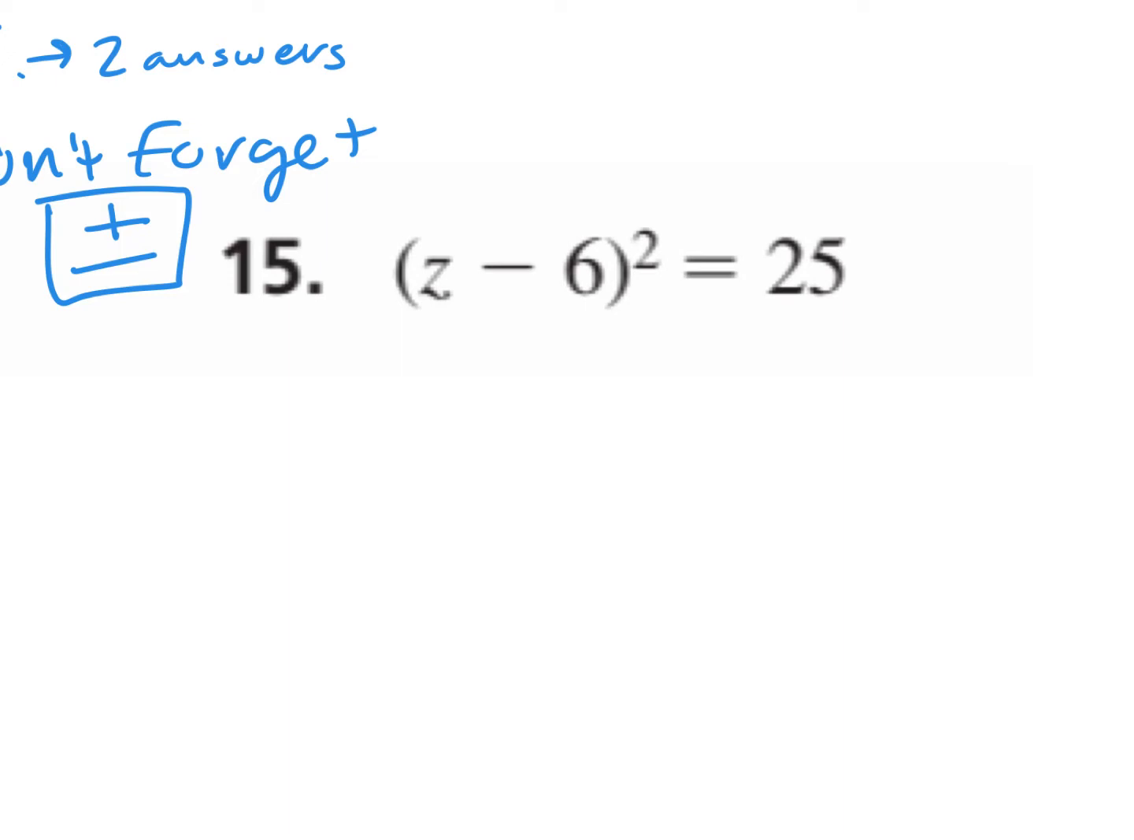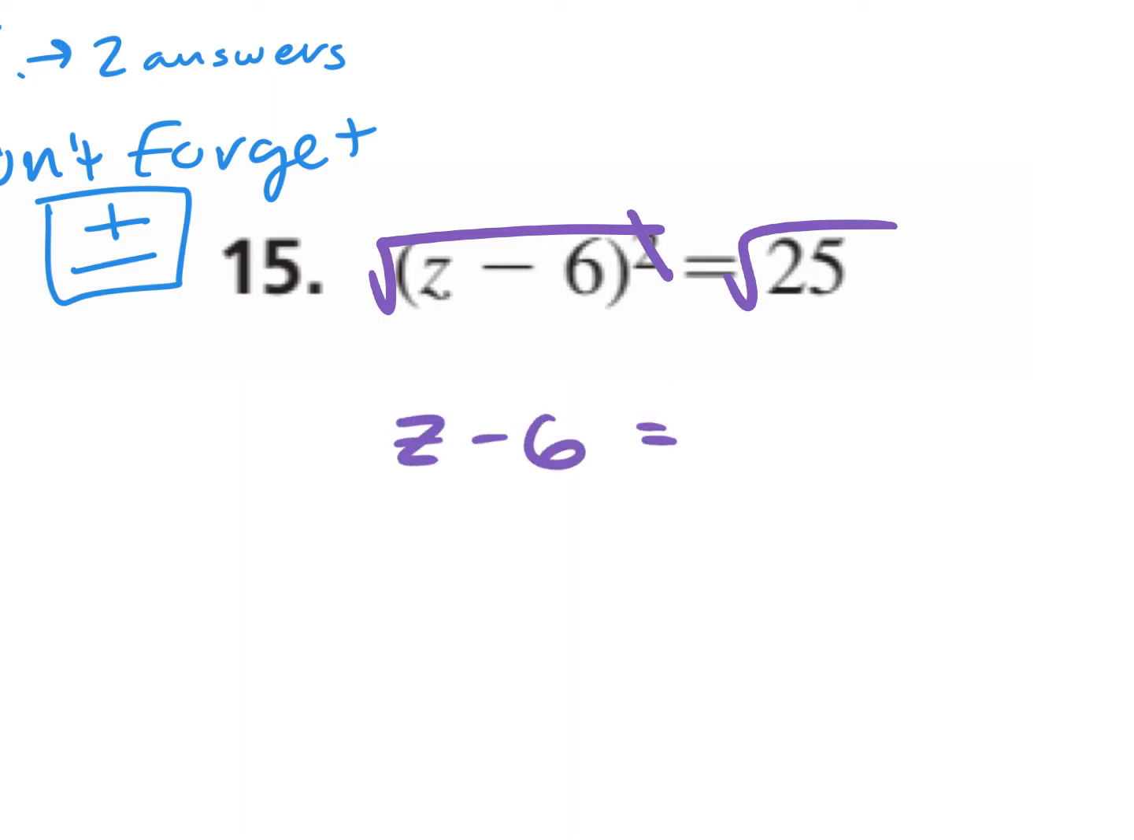How can I get rid of the squared? Same thing we did in the last question. We just take the square root of both sides. So square root both sides. That'll cancel out with the squared, and I'm just left with what's under the square root, so z minus 6. What is the square root of 25? Just 5? Plus or minus 5. Anytime we take the square root of both sides, you need that plus or minus.